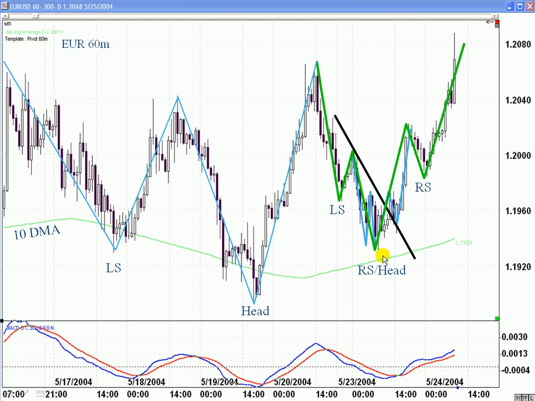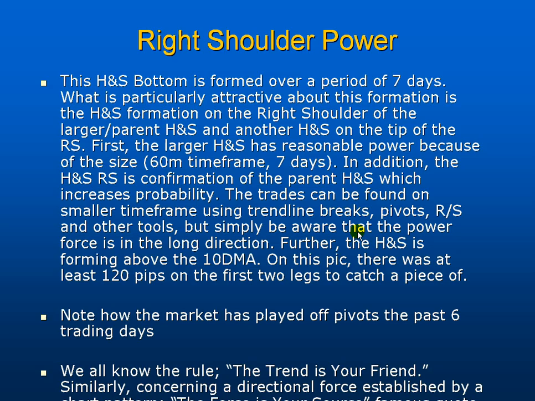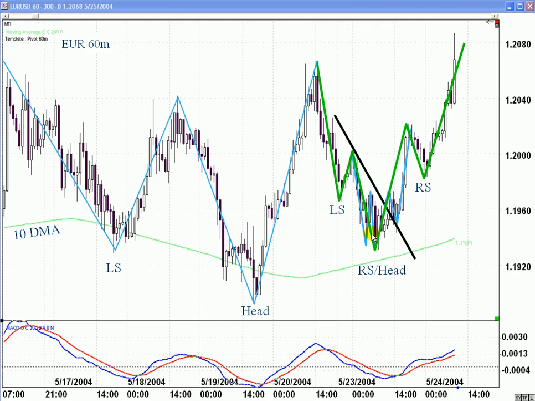Here, for example, we see a Euro 60-minute chart, a real nice head and shoulders, and the left shoulder is equivalent to the right shoulder, same price point. It's amazing how it does this. But we see a miniature head and shoulders within the right shoulder, and there's actually a head and shoulders inside the head and shoulders.